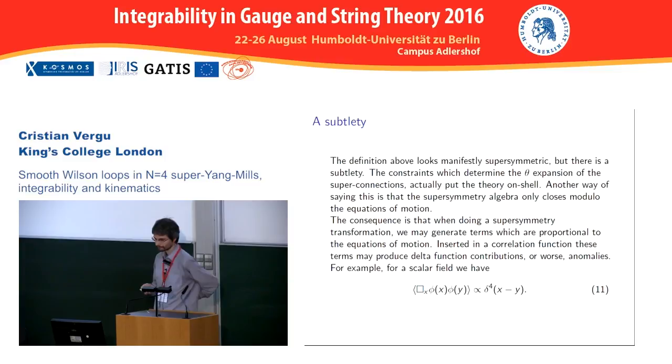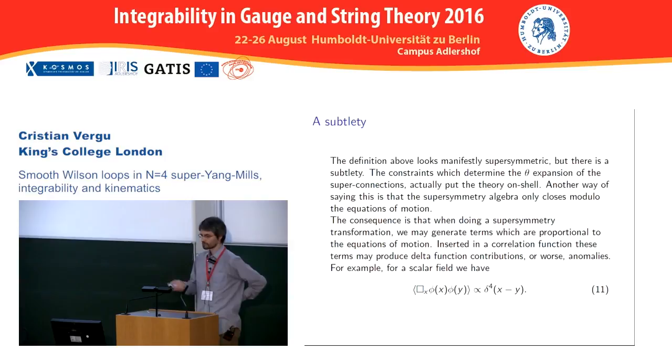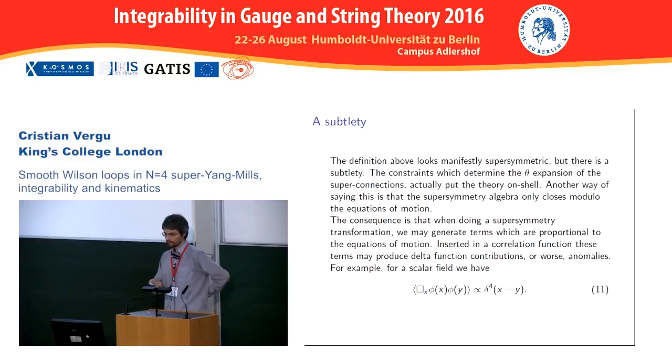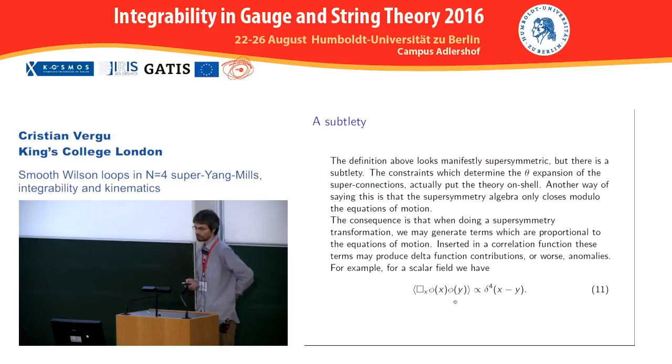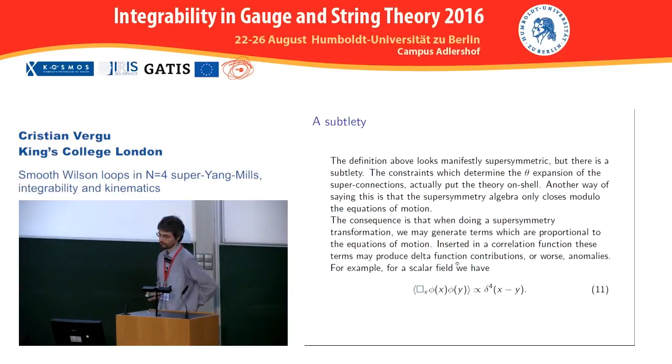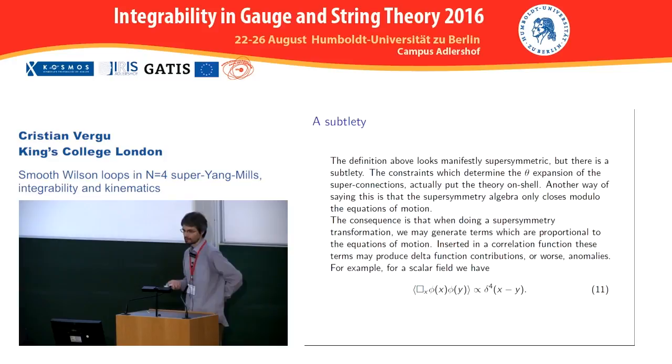So if we're doing a supersymmetry transformation with this operator, what happens is that we generate terms which are proportional to the equations of motion. And normally, such terms are fine. But when inserted in a correlation function, they can produce anomalies. And this happens already for a free scalar field, as you can see in this equation here. So at the quantum level, there's something to prove. At the classical level, I can just do the transformations without worrying about anything. But in the quantum theory, I have to worry about these anomalies.